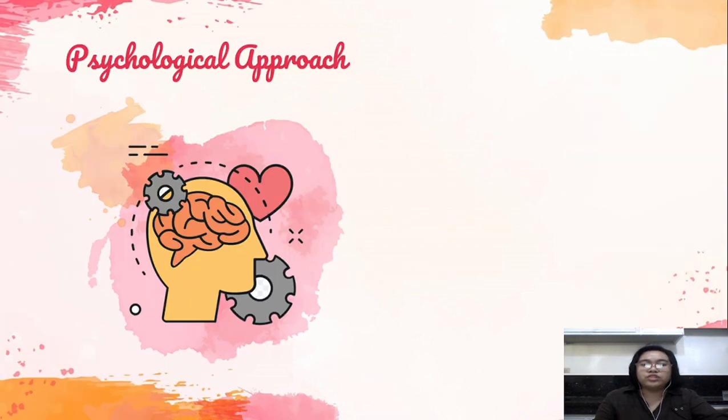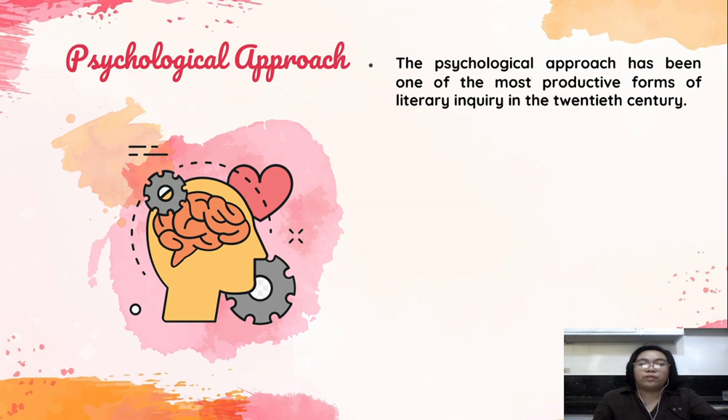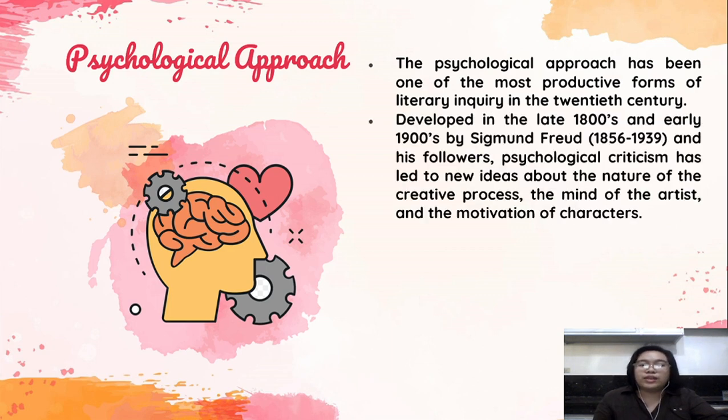Next approach is the psychological approach. The psychological approach has been one of the most productive forms of literary inquiry in the 20th century. So this approach became one of the most controversial literary criticism approaches in the 20th century.